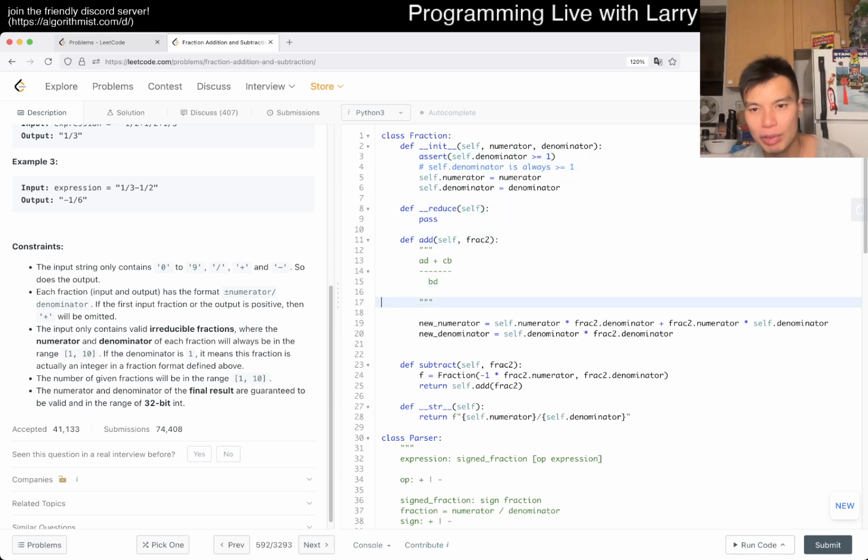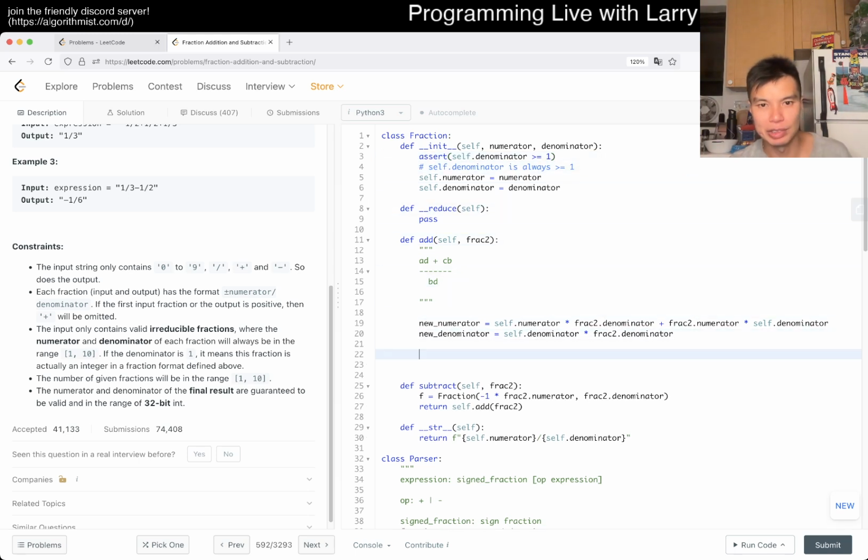Okay, so then now we have these things, and then now we can reduce it. So yeah, I'm trying to think what happens when you have signed things. I think this should still work, right? Oh well, this is what testing is for.